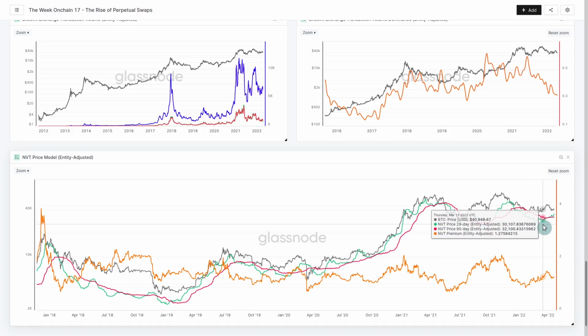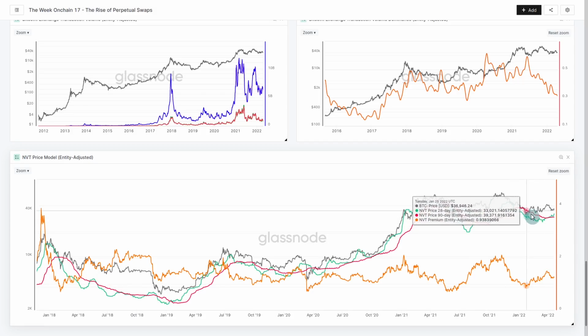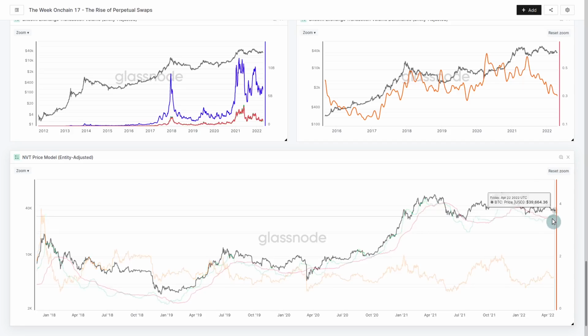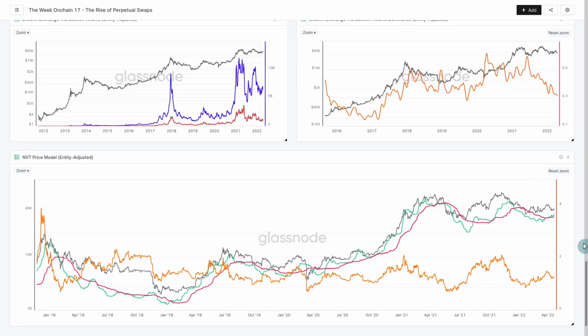What we can see at the moment is the 90-day starting to curl around, it may be bottoming out, and we've had our 28-day break up and above. So this is a constructive sign. It's a good thing to see. But let's look at 2018: we had a number of these break above and then collapse below, break above and collapse below. Same in 2019, some of these false signals.